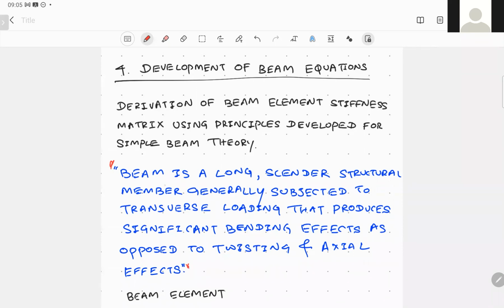A beam is a long, slender structural member which is subjected to transverse loading. It means it shows significant bending effects rather than twisting and axial effects. So the significant effects here are the bending effects. Whenever there's bending, the corresponding physical parameters which we can use to characterize this bending are the bending moment and the rotation, isn't it?